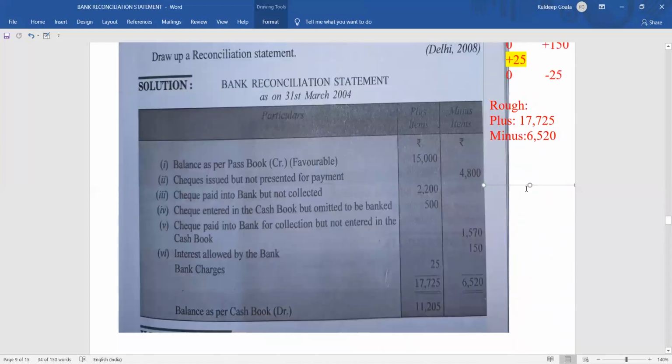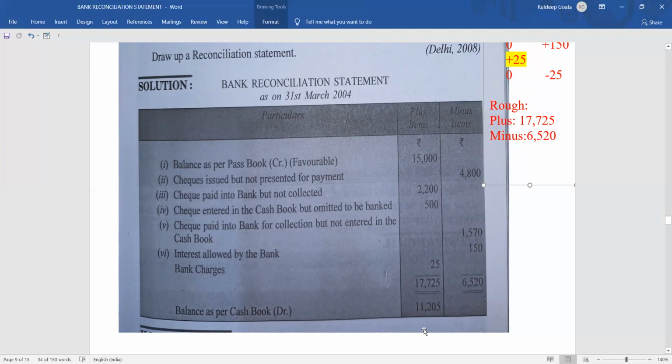So what will be the difference? What you have to do is that take the higher total on both the sides, and you can just subtract 6,520 from 17,725. And since it is a plus item, so you will write in the plus figure as balance as per cash book, or bank balance as per cash book. In the bracket you can write down debit. It's the debit balance as per cash book. How much? 11,220. So this is how it will be put.